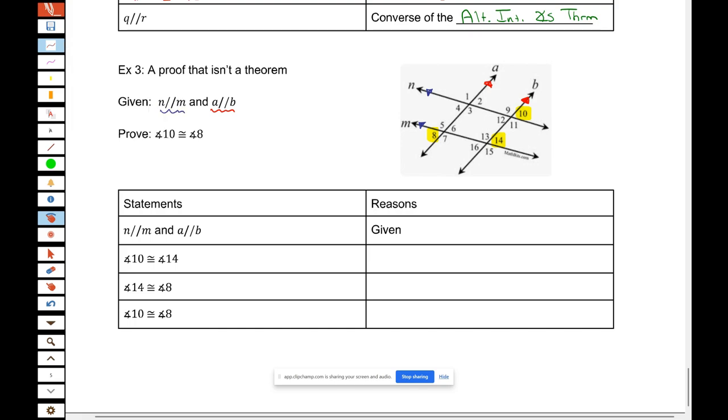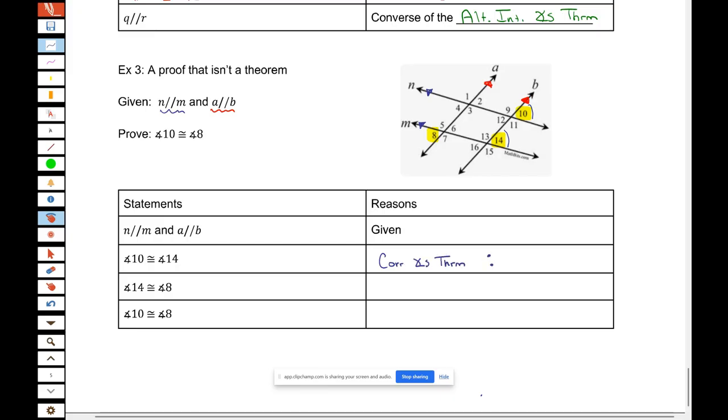Here we go. Why is angle 10 congruent to angle 14? Here's angle 10, here's angle 14, okay? If you look at these 2 lines, and this being a transversal, they are corresponding angles. So we can write the corresponding angles theorem.